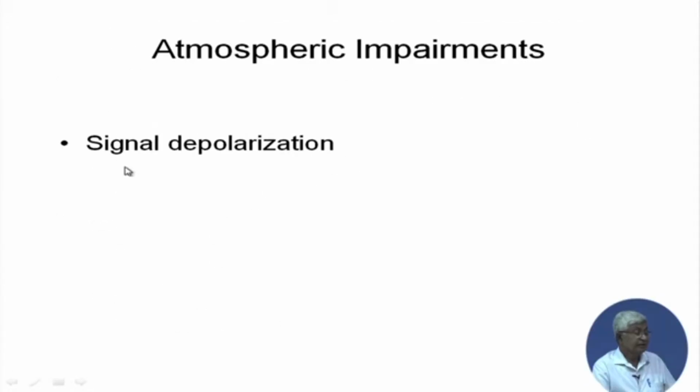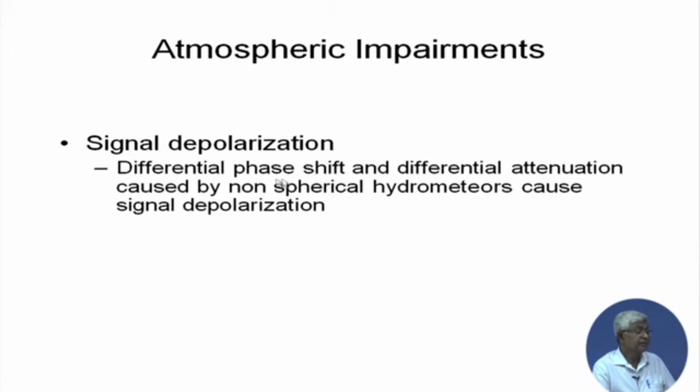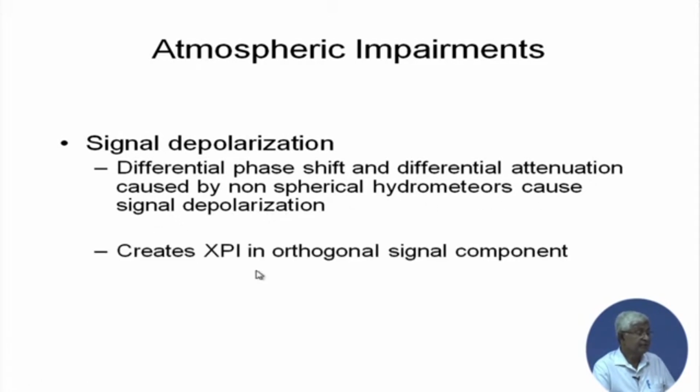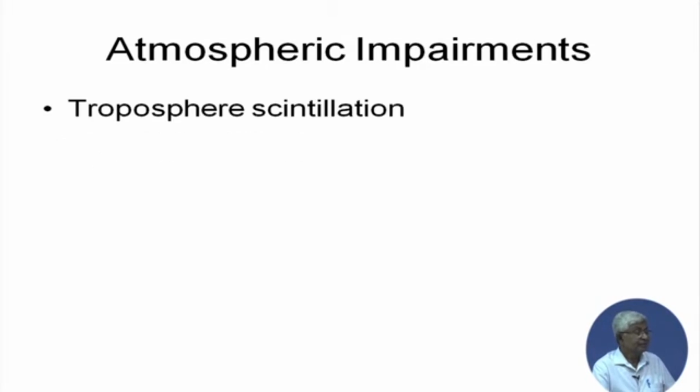Then another effect is signal depolarization. We have seen raindrop depolarization, differential phase shift and differential attenuation caused by non-spherical hydrometeors causing signal depolarization, and it creates cross-pole interference in the orthogonal signal component, obviously, because your polarization has changed. So, the cross polarization effect will be there if there is an orthogonal polarization communication going on in the same path.